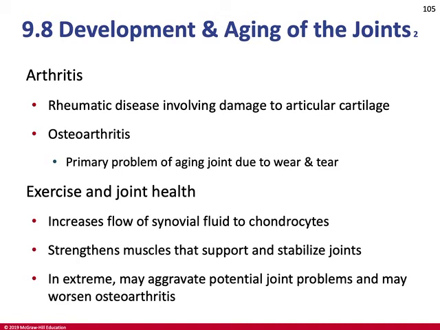Arthritis is a blanket term referring to inflammation of the joint. There are a lot of different types of arthritis. Rheumatoid arthritis is an autoimmune disease in which your immune system attacks the joint tissue, and you get swelling of both weight-bearing and non-weight-bearing joints.